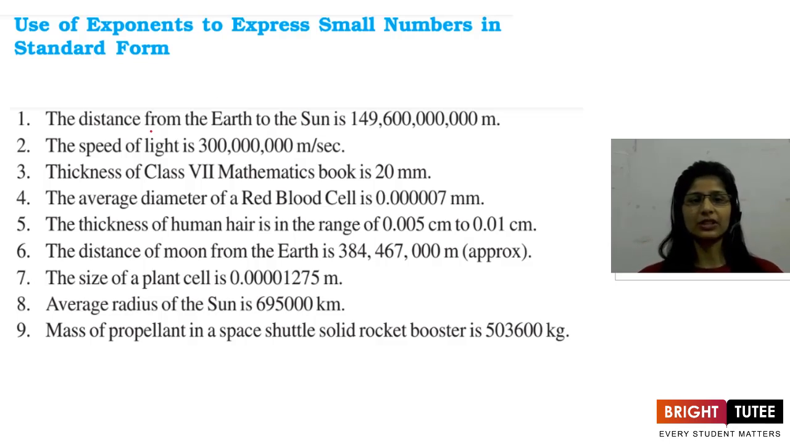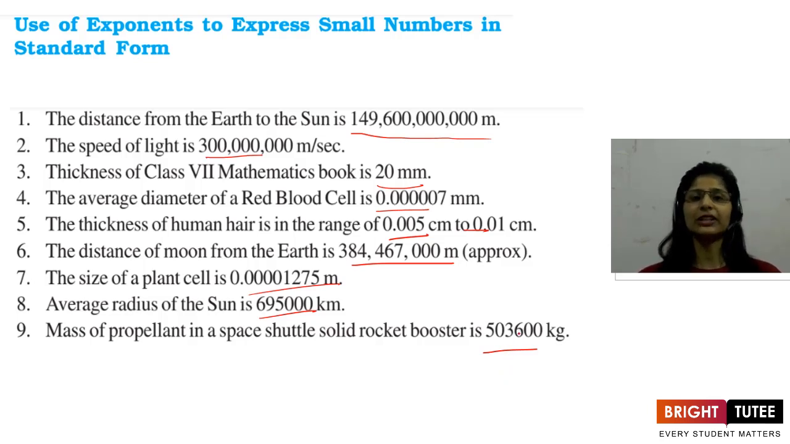When we have to say the distance from the earth to the sun, this is a very large number, and it is difficult to read it out. So to make the reading or speaking of such numbers very easy, we use standard form. Similarly, the speed of light, and 0.000007, these are very small numbers, and these are very large numbers. To express them, we will use standard form.